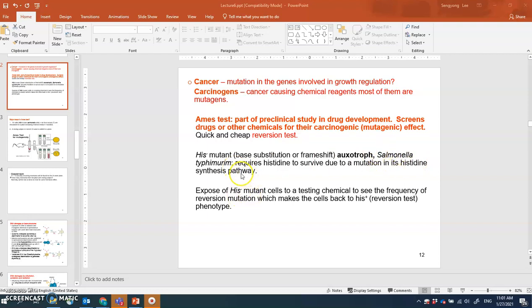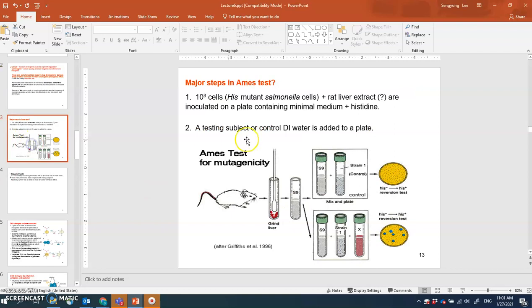So anyway, these mutant bacterial cells will be used. These His minus mutant cells will be exposed to your drug product or cosmetic product, and then you will measure the frequency of reversion mutation in those His minus cells. Since it's a reversion, what kind of phenotype would you look for? The His minus phenotype will be changed to His plus phenotype, right? So that's what you're going to measure. This is the test setup.